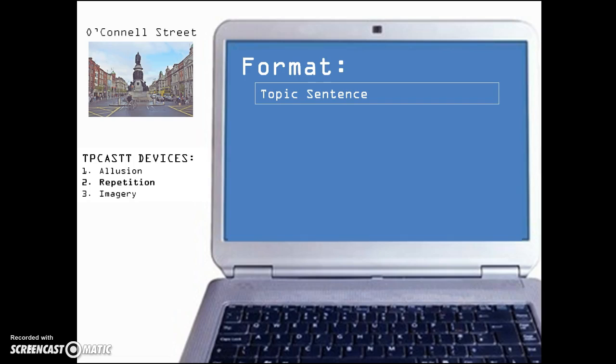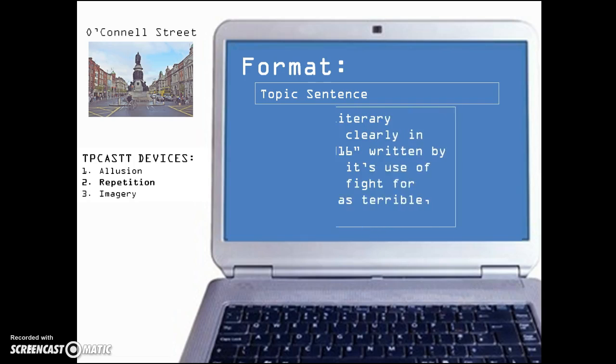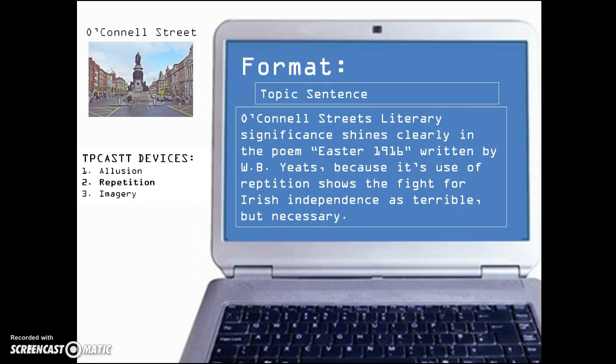Therefore, if I'm writing about repetition and O'Connell Street, my topic sentence would read, "O'Connell Street's literary significance shines clearly in the poem Easter 1916, written by W.B. Yeats, because its use of repetition shows the fight for Irish independence as terrible but necessary."